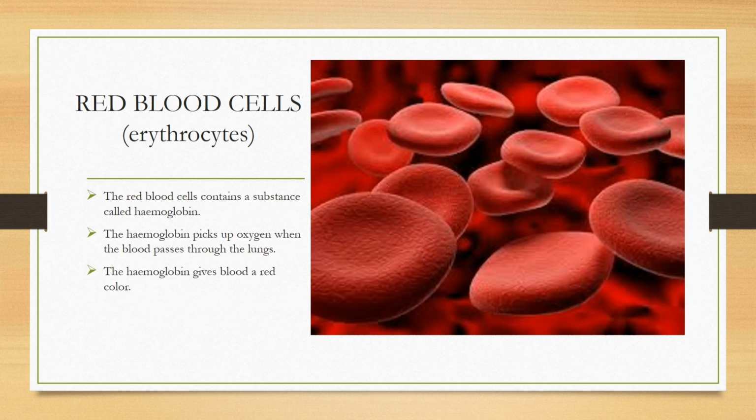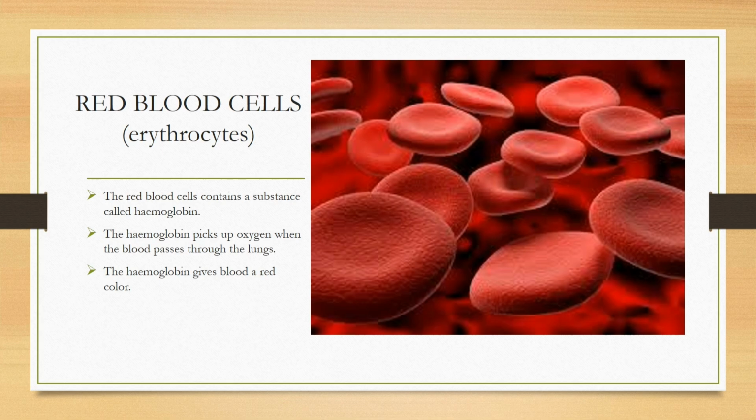We continue with the red blood cells, which are also called the erythrocytes. The red blood cells contain a substance called hemoglobin. They'll ask you a question in an exam to say, what protein or what substance is found in blood that pulls oxygen once it reaches the lungs? You simply say the answer is hemoglobin. Hemoglobin picks up oxygen when the blood passes through the lungs, just like what I explained previously.